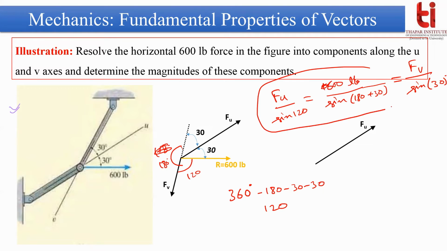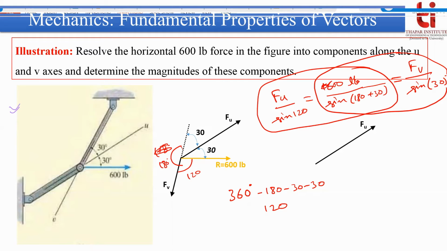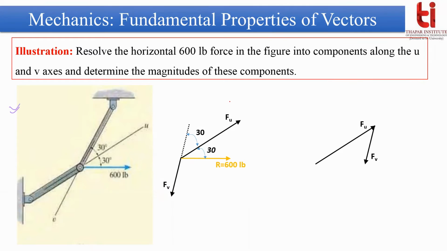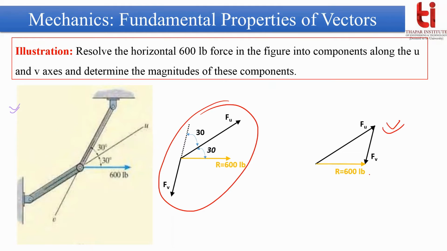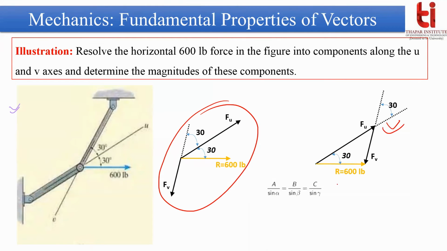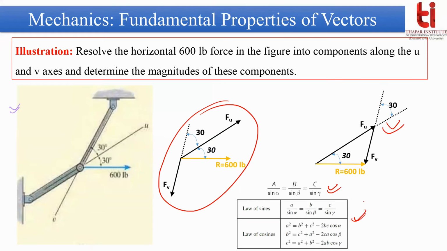So using Lami's theorem, you can find both fu and fv. Fu you can find from this equation, and from this equation you can find fv. Or if you want to apply the law of triangle, then you can also form a triangle out of this arrangement. Your triangle will look like this, and you can find all the internal angles, apply sine law and cosine law, and you will get your answer.